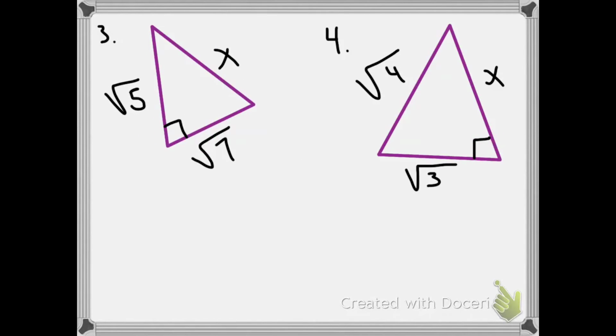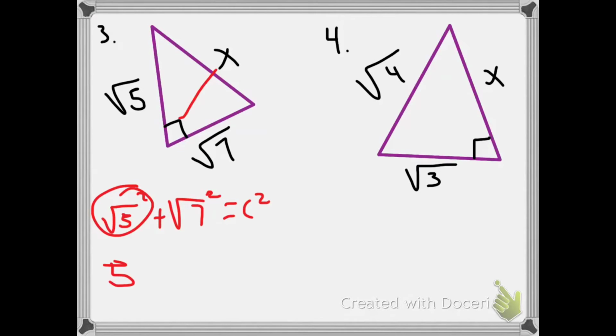So for number 3, we don't know what our c is, so square root of 5 squared plus square root of 7 squared equals c squared. So this becomes 5, and this becomes 7, equals c squared. So this equals 12, so c equals the square root of 12.